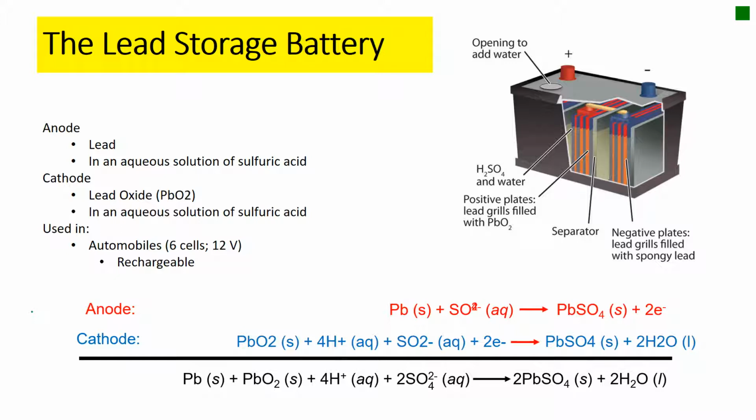So we're going to do the same process in which we eliminate the species that are found on opposite sides. In this case, Pb is on the left but not on the right. SO4 is on the left but not on the right. PbSO4 is on the right but not on the left. The 2 electrons on the right and the 2 electrons on the left cancel each other out. And that'll be it. So this will be our overall reaction.